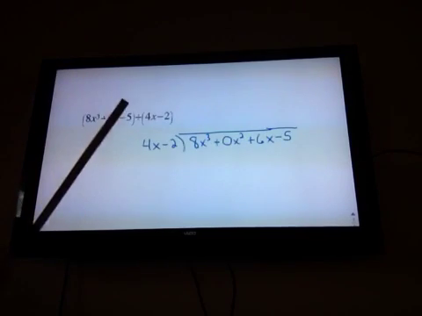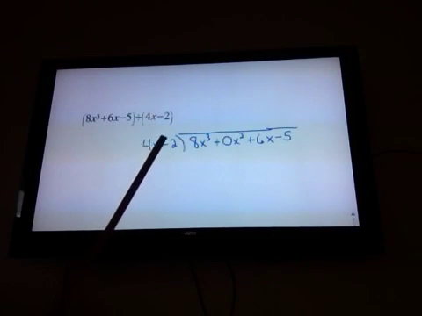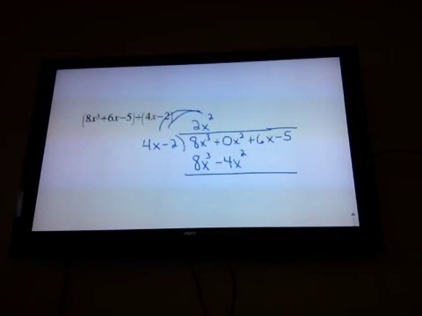All right. 4 divided into 8x to the third, or 4x times what gives you 8x to the third? And that's 2x to the second. And I multiply through. 2x to the second times 4x is 8x to the third. 2x to the second times negative 2 is negative 4x to the second. There's where I'm going to answer Jordan's question.